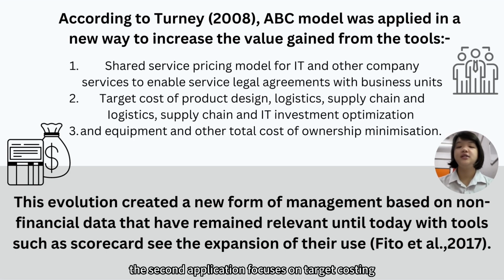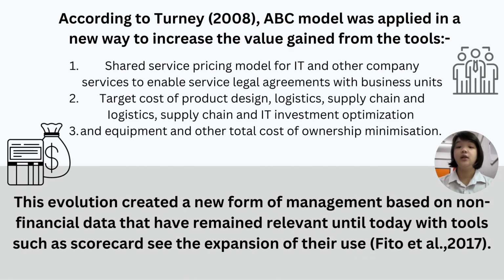The second application focuses on target costing, specifically in product design, logistics, supply chain, and IT investments. The activity-based costing model helps businesses allocate costs to different stages of the value chain, enabling them to set target costs for each component. This approach promotes cost optimization throughout the value chain and supports efficient resource allocation, leading to improved profitability.